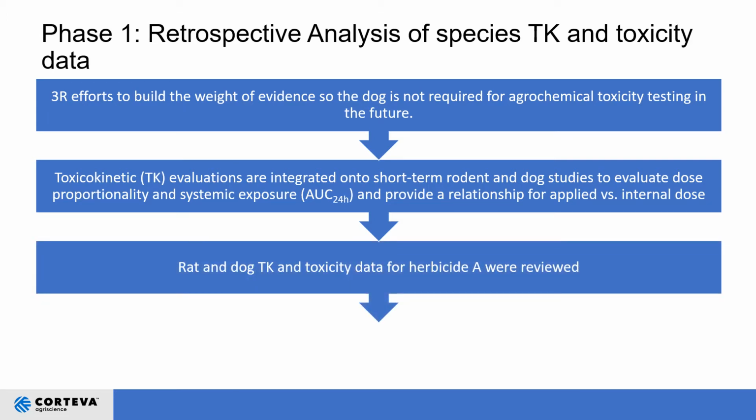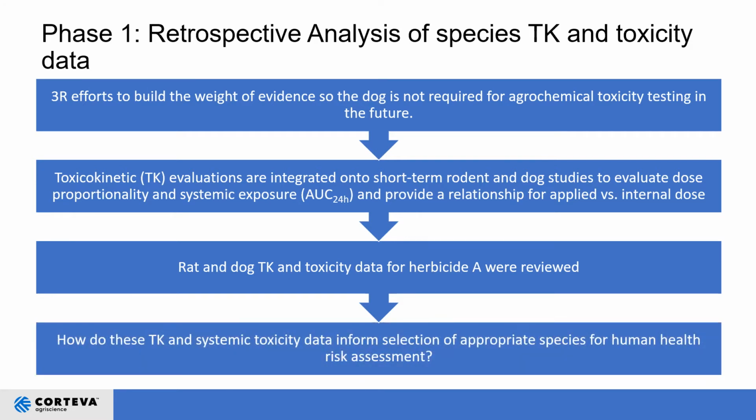To determine species sensitivity using previously generated TK and toxicity data, a retrospective analysis was conducted using a single case example for a compound identified here as Herbicide A. The intent was to provide some additional information to answer the following question. How would the generated TK and systemic toxicity data have informed selection of the appropriate species for human health risk assessment?